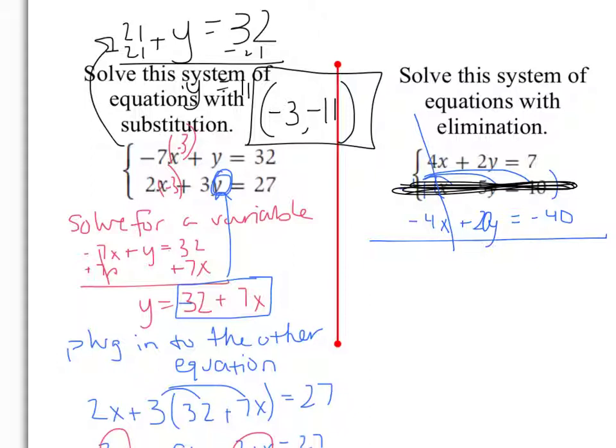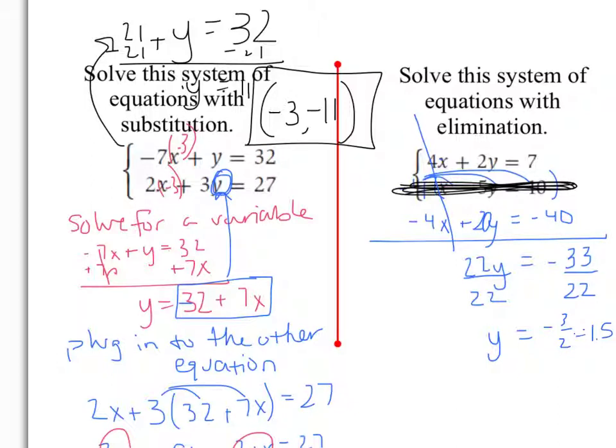You want to pick a number to multiply one equation or both equations by so that a variable, when you add them together, can be eliminated. So the x's are gone. Now I can continue adding the y's. 2y plus 20y would be 22y, and 7 plus negative 40 would be negative 33. Divide by 22 on both sides, and we get y equals negative 3 over 2 or negative 1.5. Once we plug that back in, our problem is done.